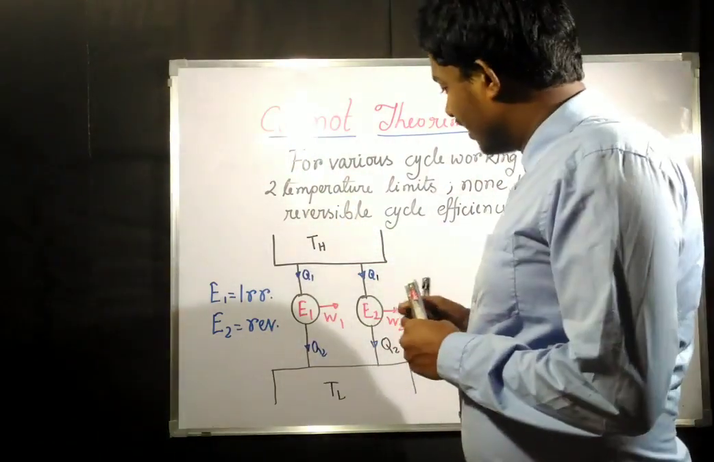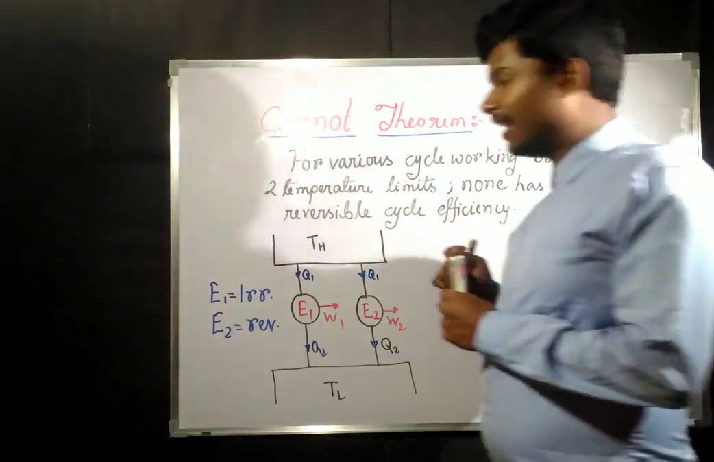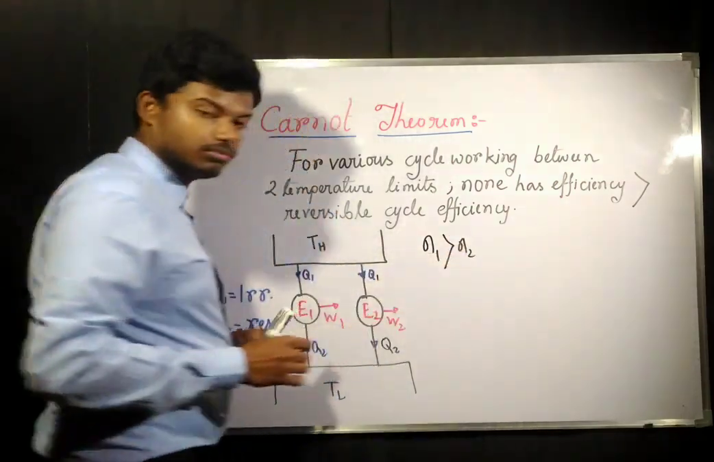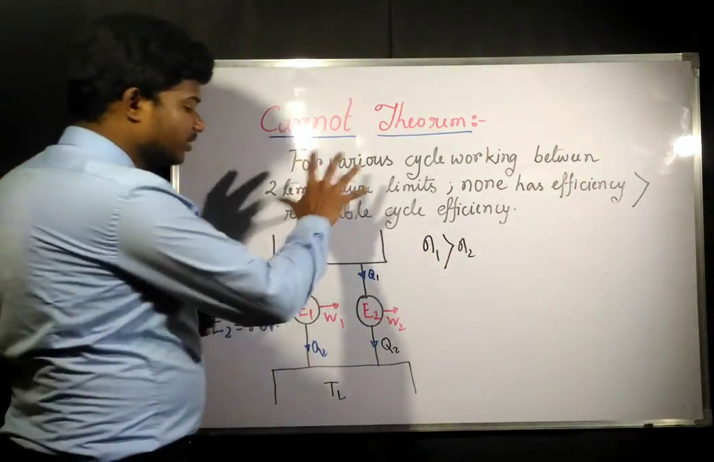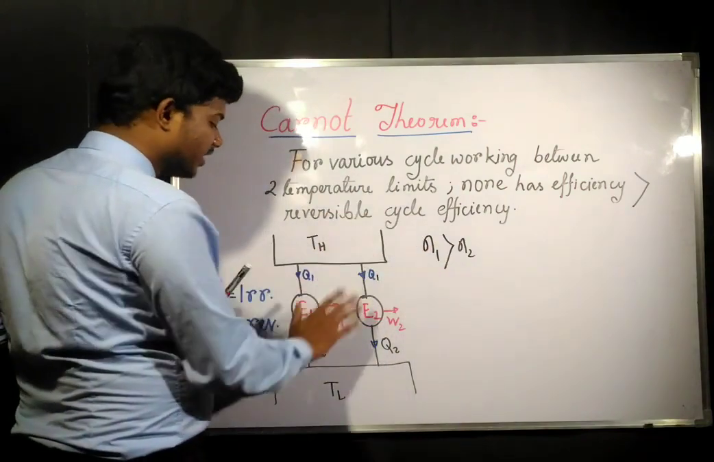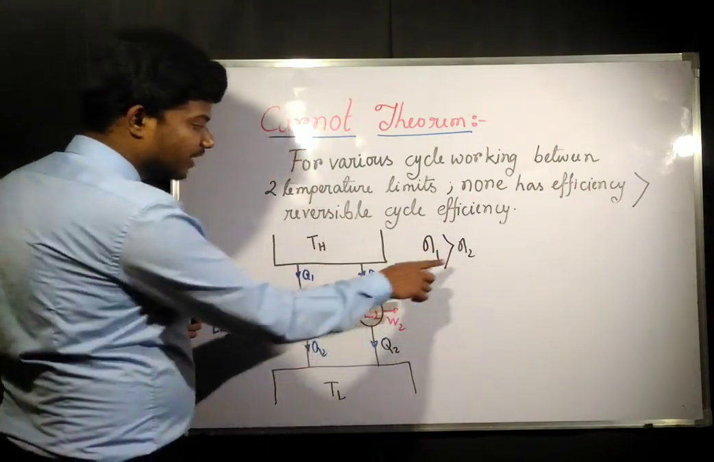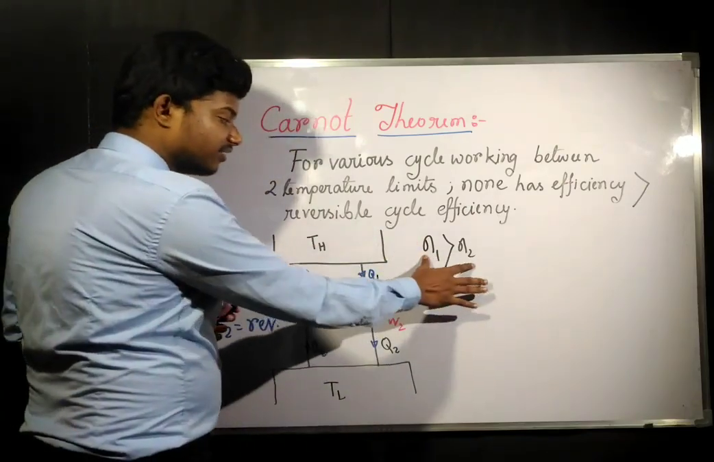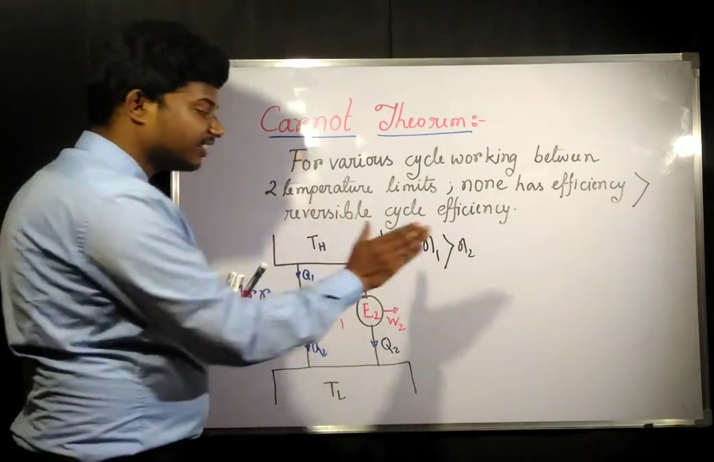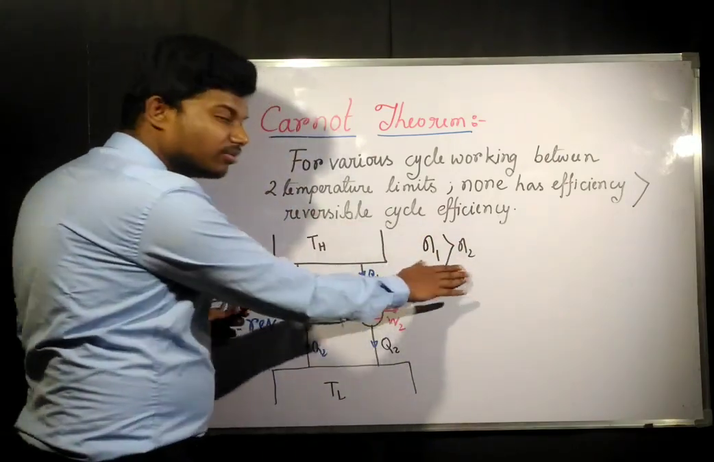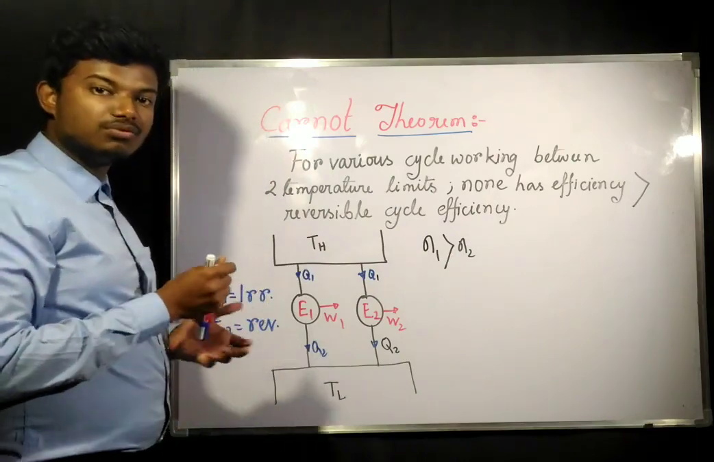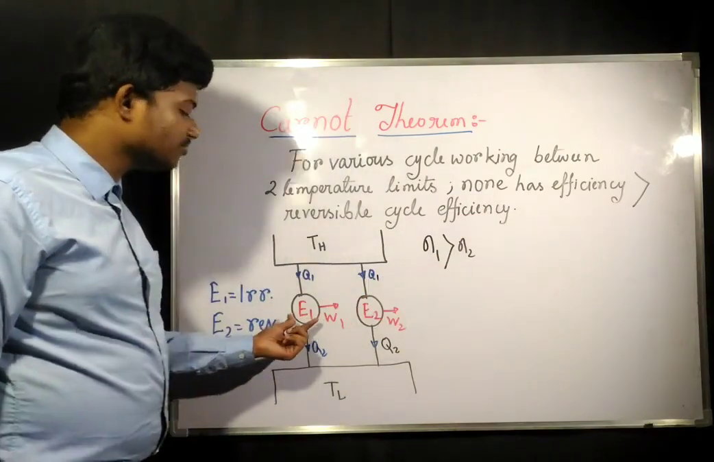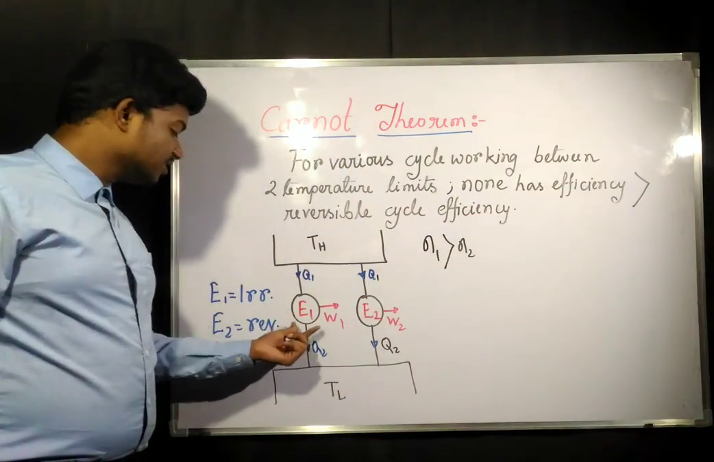Now, to prove this wrong, let us assume efficiency 1 is greater than efficiency 2. We actually need to prove that efficiency 2 is greater than efficiency 1, but we are taking the reverse, and let us see whether it is going to happen or not. If it is not going to happen, that means the opposite is going to happen. First we take the wrong assumption. This is the wrong assumption, and according to this it is not going to happen, because engine 1 is irreversible.